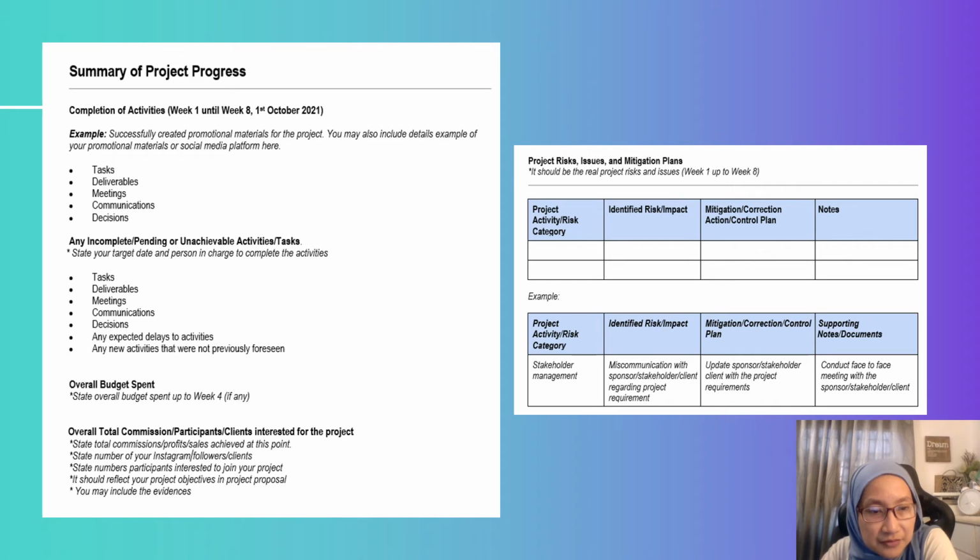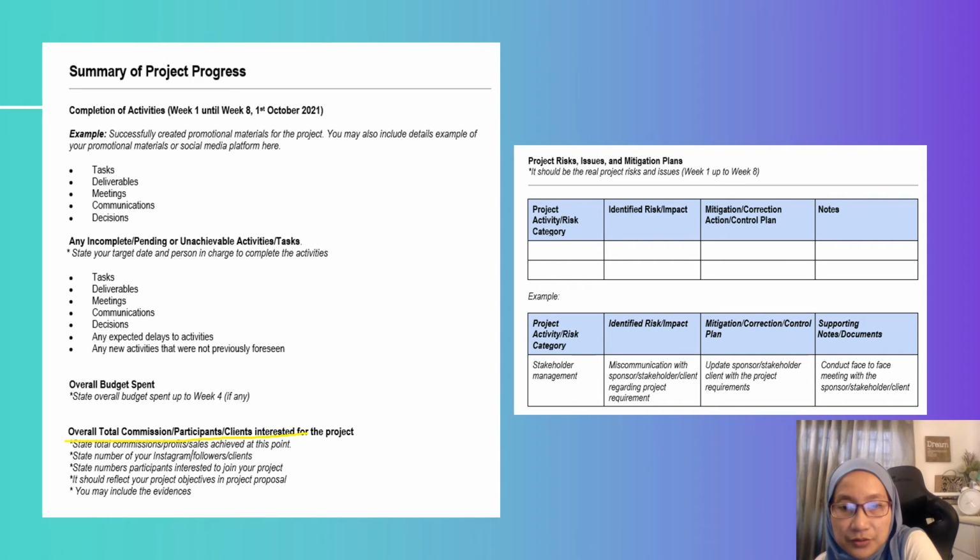So basically this reflects your project objective for this part. Then you also have to report your real project risk, this is not an estimation, and then your issues and your mitigation plan. This should cover week 1 until week 8. So any risk that happens, anything, you have to report in this progress report. So these are the examples.